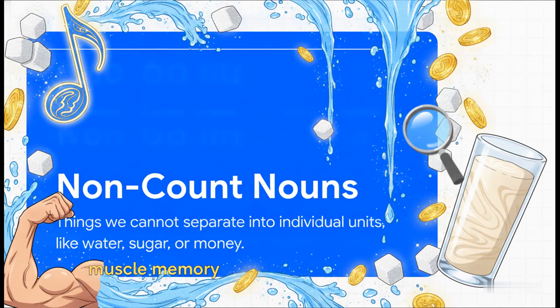Now, let's contrast that with non-count nouns. These are things we just cannot separate into individual countable units. Think of abstract concepts, liquids, or powders. Things like water, sugar, milk, music, and money. I mean, we don't say 1 music or 2 musics, right? Imagine trying to count individual grains of sugar in your morning coffee. You'd literally be there all day.